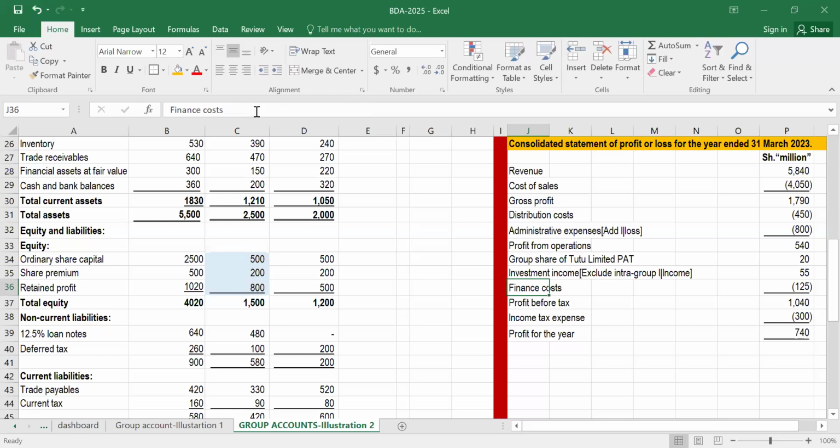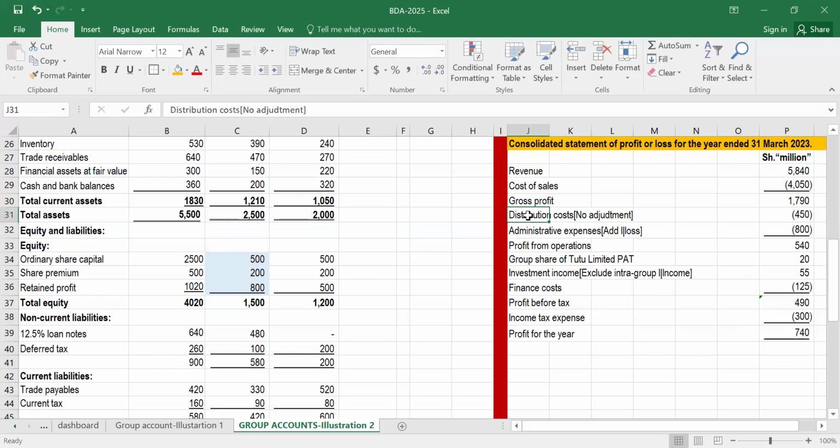But in our case, we are told none of the companies paid dividends. So this is an investment income outside the group, so no adjustment for that. Finance cost, no adjustment. Profit before tax, we can adjust it by getting the sum here, which is 90. The other free mark in all questions for group accounts is income tax. Income tax does not have any adjustment, just like what we said for distribution. No single time will you come across a group accounts question whereby the distribution cost is to be adjusted. No single time.